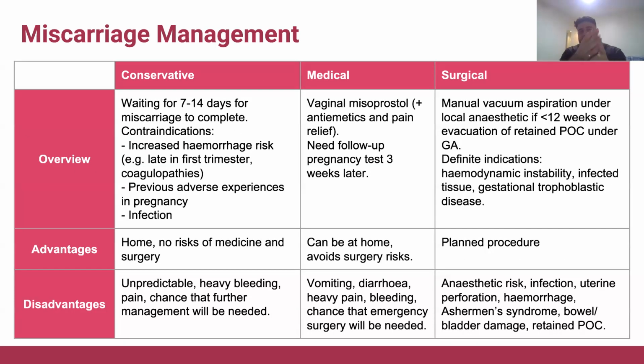And in terms of how you manage it, you break it down to conservative, medical, surgical. So conservative basically will be, you'll give the patient about 1 week to 2 weeks just to allow the miscarriage to complete. And you'll genuinely be comfortable with doing conservative management if you're confident that the infection risk is low and also the bleeding risk is low as well.